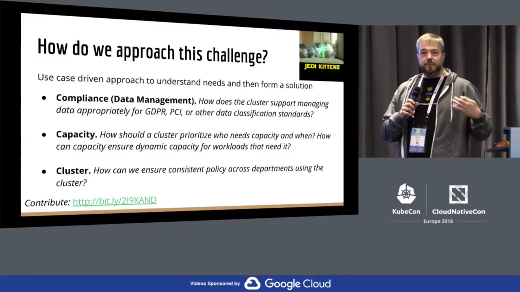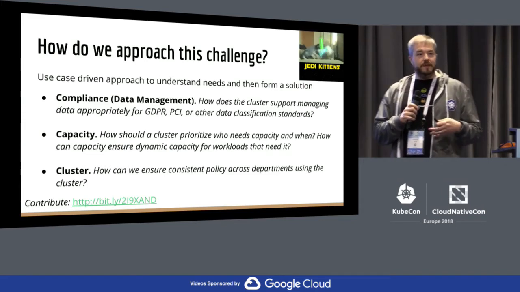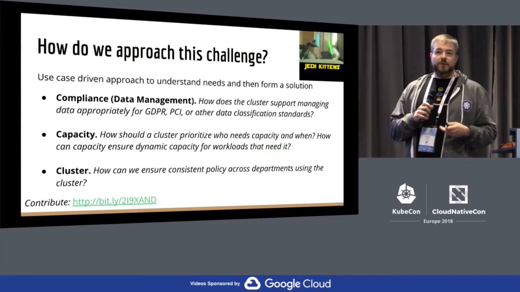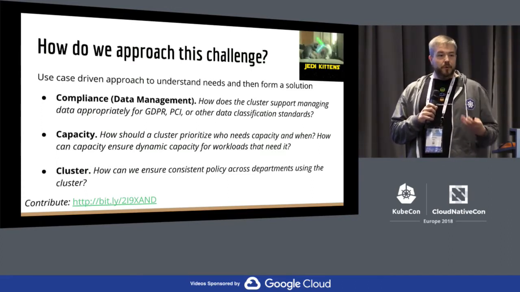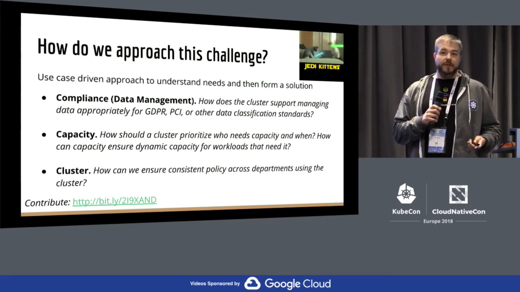How do you take such a broad problem of policy across Kubernetes and come up with a solution that's manageable, where you can contribute value back? So we wanted it to be very use case driven. And as we talked among our working group, what were some of the use cases to prioritize? There were 3 that we identified.